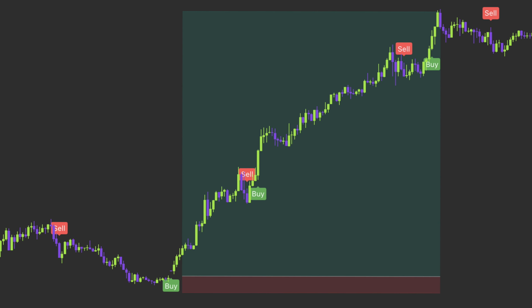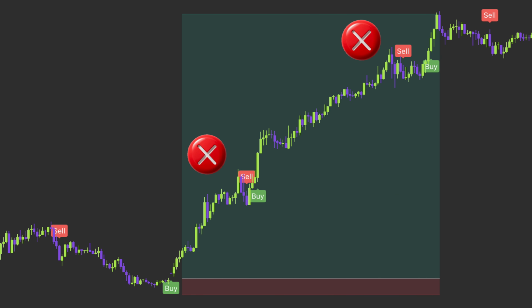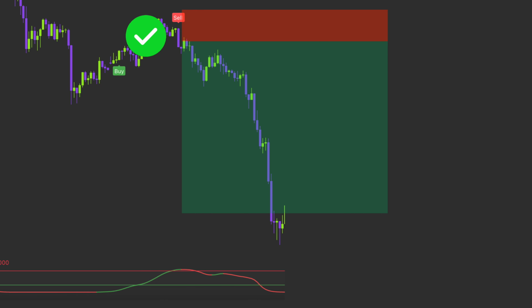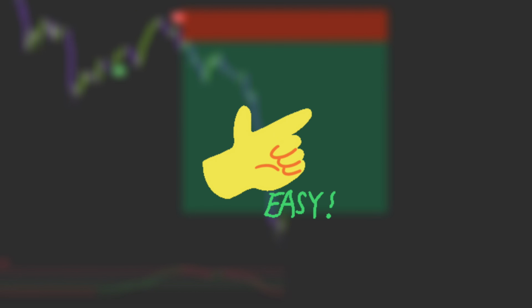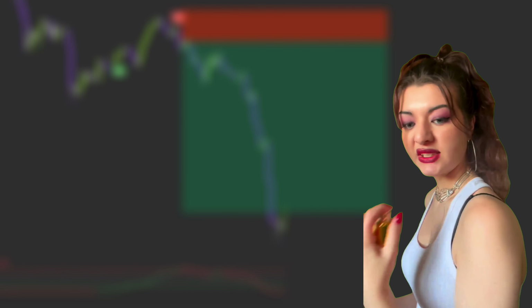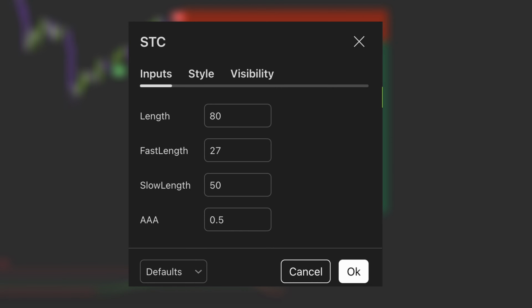So you're not jumping into fake moves or choppy markets. You're only taking trades when everything is lined up. UT bot says go. STC says yes. Confirmed. And then you execute. That's the system. And when you follow it, the win rate is insane. Up to 95% when you add the STC indicator. Those are numbers most traders dream about. And you can start using this strategy today.